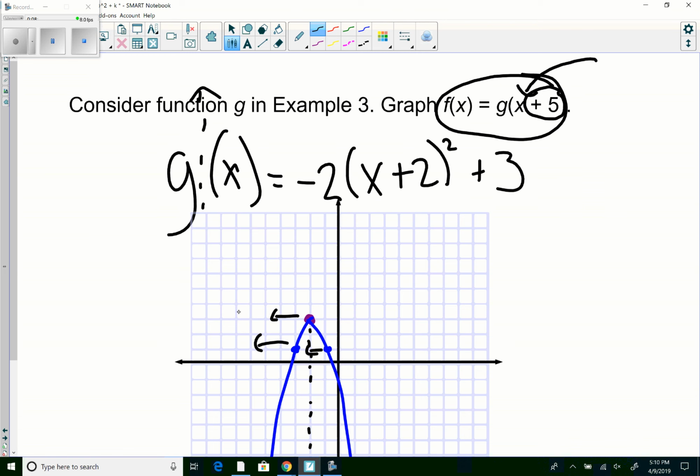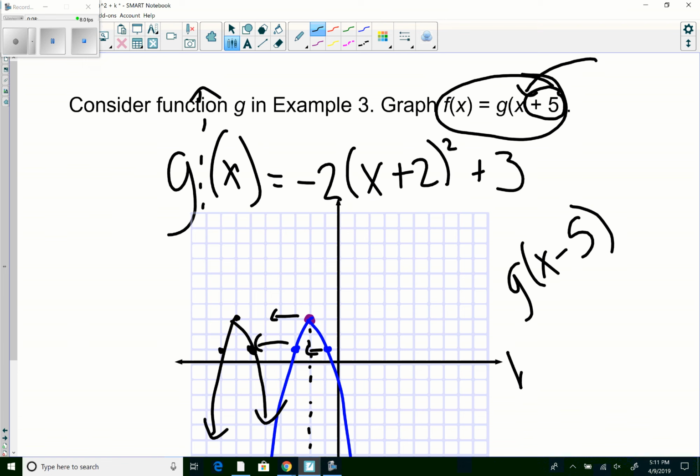So 1, 2, 3, 4, 5. I'm going to take this point, 1, 2, 3, 4, 5. This point, 1, 2, 3, 4, 5. I'm taking the whole thing and I've just moved it 5 units left. If they said -5, this would mean you're moving it 5 units to the right. Let's say they want to do -3. Since it's outside, it's a vertical shift, which means this would be going down 3.